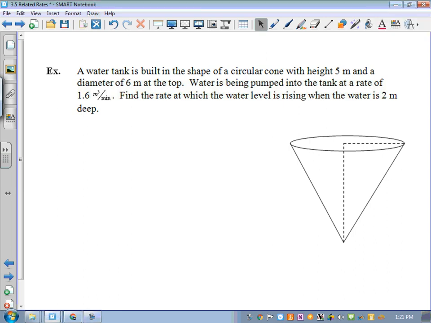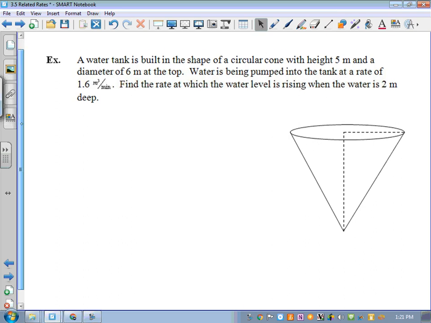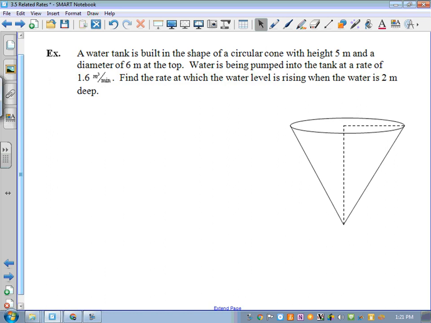Welcome to 3.5 related rates part 2, where we're going to look into some of those other classic problems. This is a pretty typical one, a filling of a tank. Certainly these can be quite easy if the three-dimensional prism has a regular area that's produced over the height. These become kind of a joke because it's a constant rate of change.